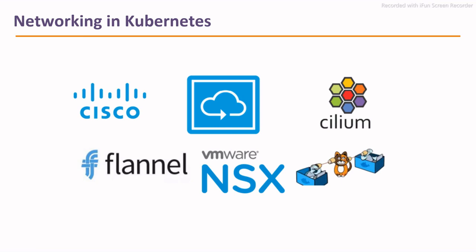So Kubernetes expects us to set up a networking solution that meets all these criteria, and we don't have to set it up all on our own, as there are multiple pre-built solutions available in the market. Some of them are Cisco, Cilium, Flannel, VMware NSX, and Calico. Depending on the platform we are deploying our Kubernetes cluster on, we can use any of these solutions.